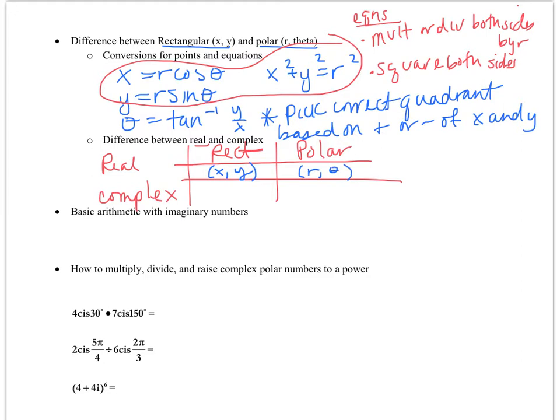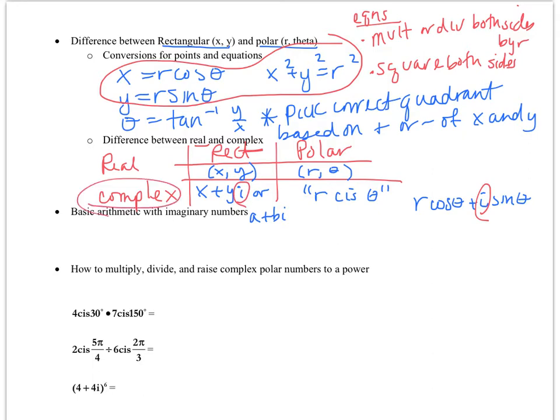If we are dealing with complex, which means it includes imaginaries, my rectangular coordinate would be x plus yi, or this is also commonly written as a plus bi. With polar numbers, we see this as r cis theta. And if you remember, r cis theta stands for r cosine theta plus i sine theta. It is the i that we see in the rectangular and polar form that makes a number complex.